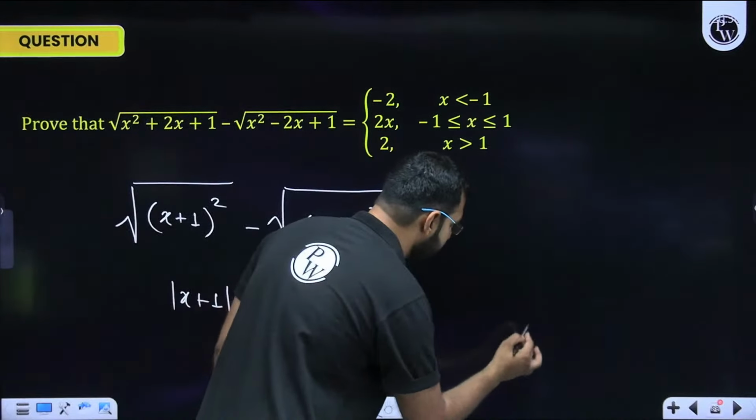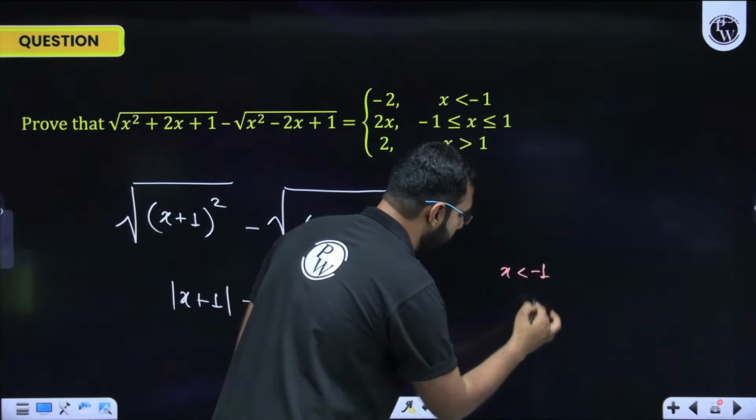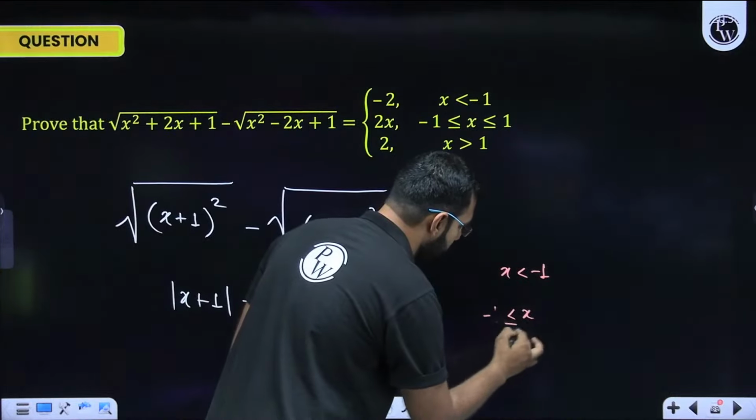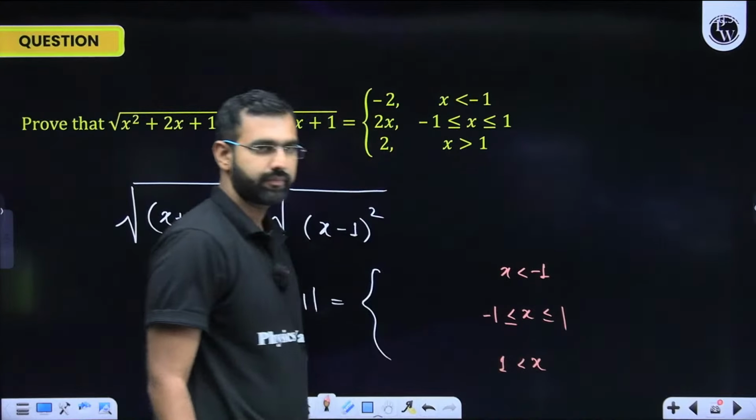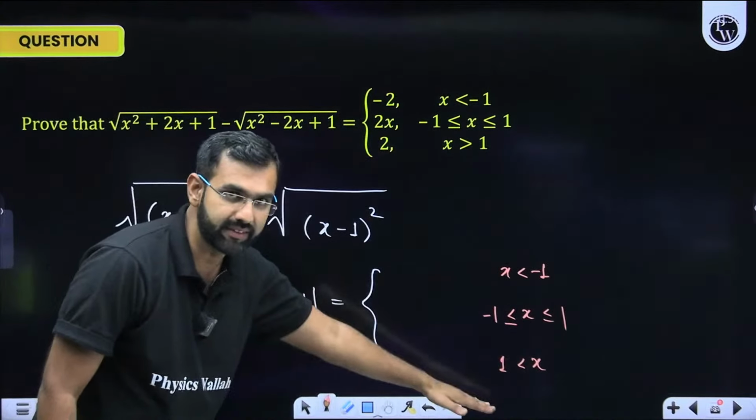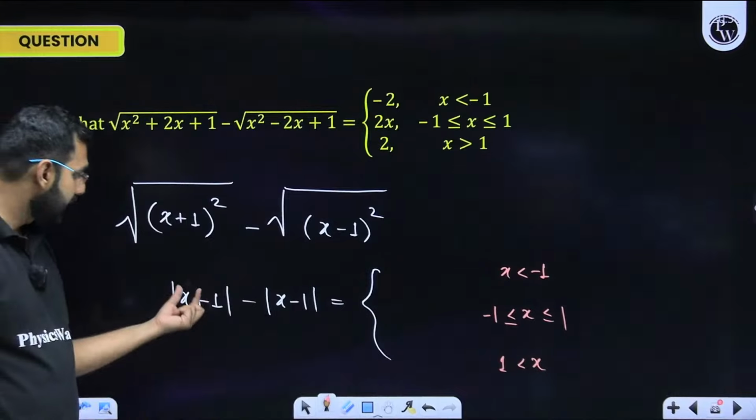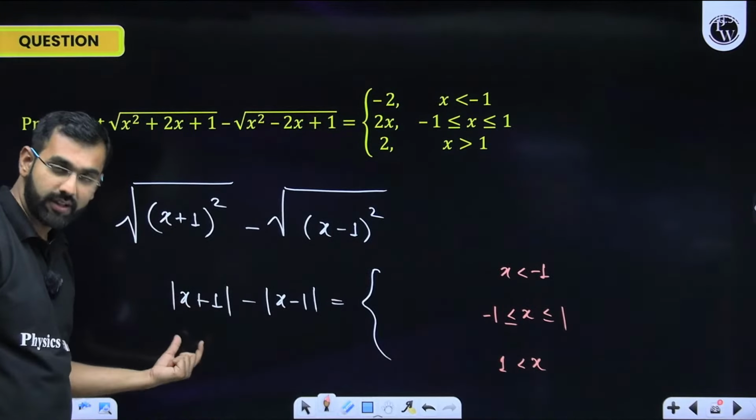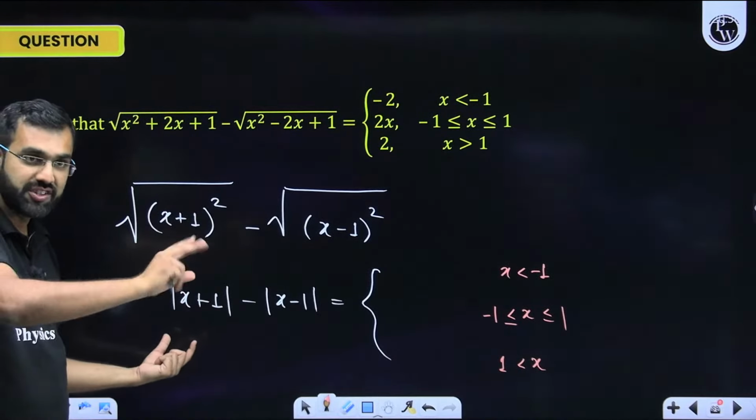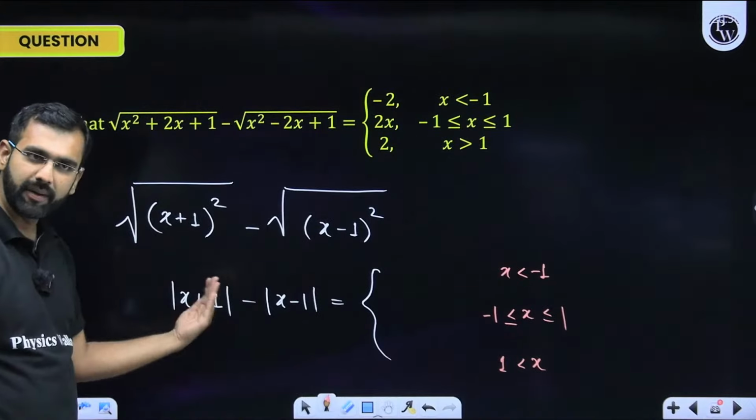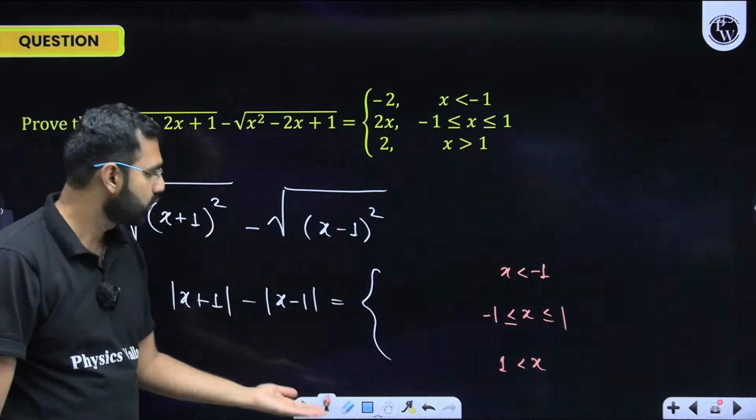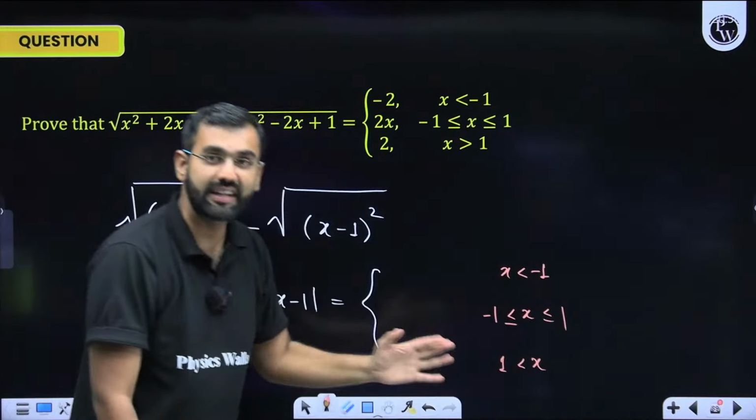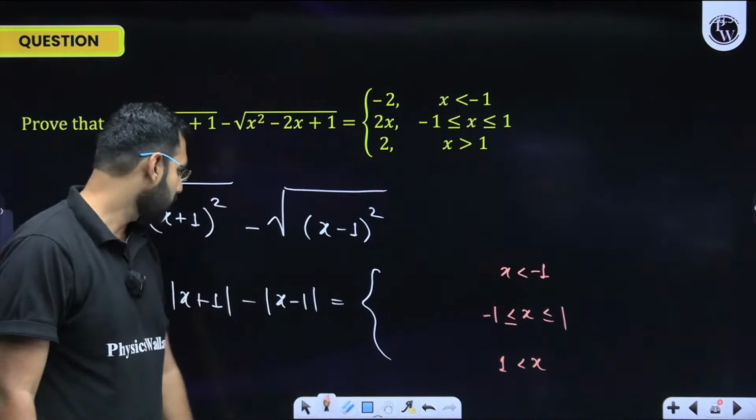So when x is less than minus 1, when x is from minus 1 to 1, and the third part where x is greater than 1. In these three domains, I'll divide it because here the modulus expression changes its sign before minus 1 and after minus 1. Here it changes its sign before 1 and after 1. So I'll be splitting into three zones like this. Everybody got this?